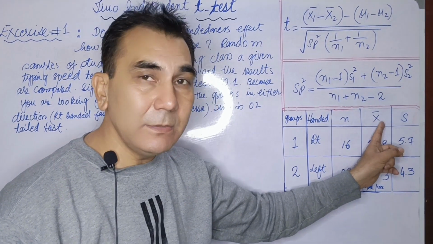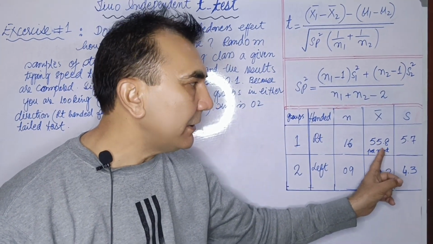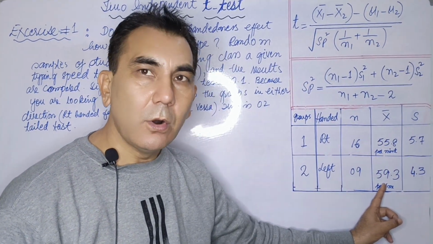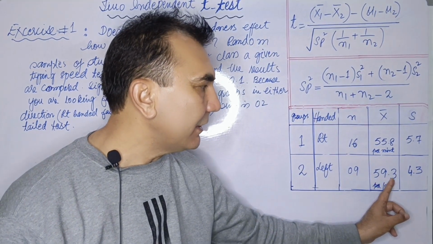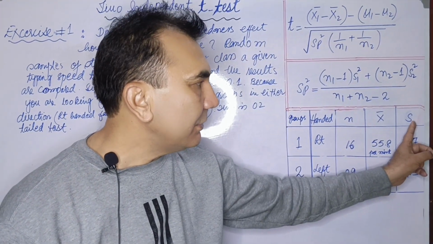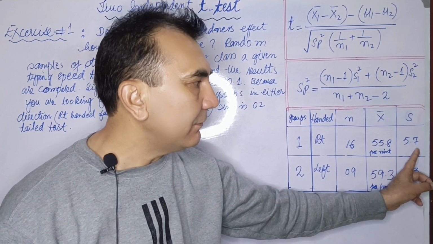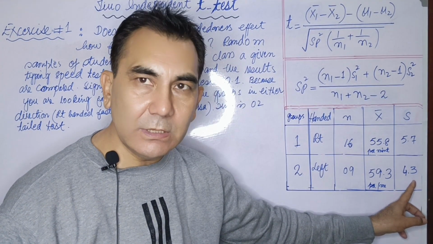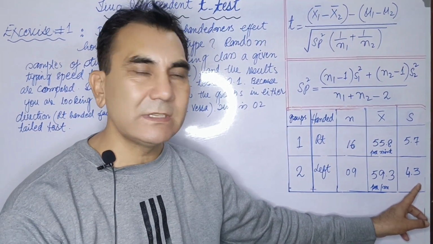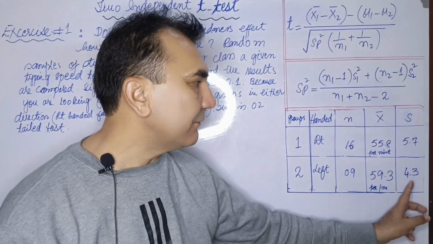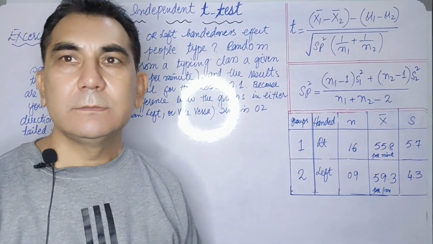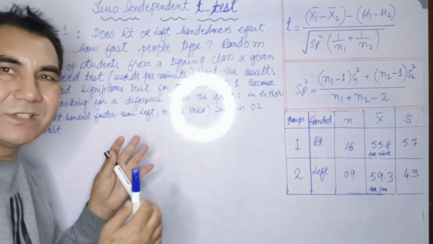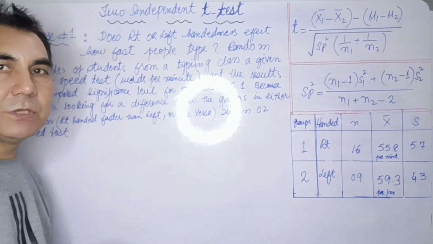Now the sample mean of the right-handed is 55.8 words per minute, and the x2 of the second group, the left-handed, is 59.3 words per minute. The standard deviation for group 1, the right-handed, is 5.7 words per minute, and S2, the standard deviation of the second group, the left-handed, is 4.3 words per minute. Now we will solve this numerical by using the 5 steps of hypothesis testing.